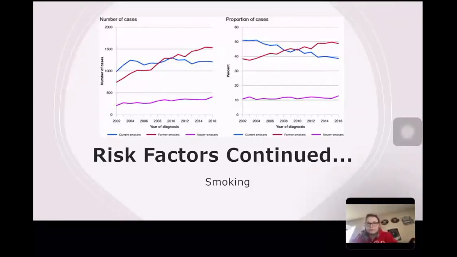And in the included patients, 17,878 were classified as current smokers, 17,966 were classified as former smokers, and 4,624 were classified as never smokers. And as you can see from this graph, there is a very strong correlation between smoking and developing lung cancer. In the proportion of cases, about 10% of all of the cases reported were in those who never smoked, whereas between 40 and 50% were those who smoked.